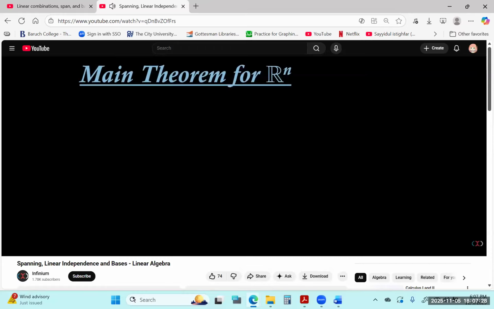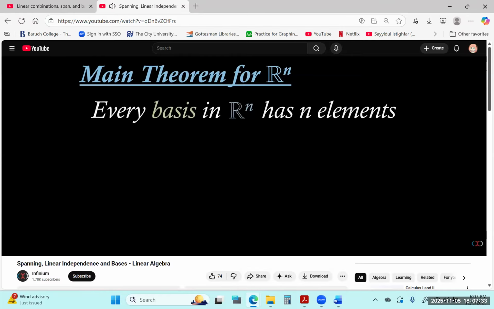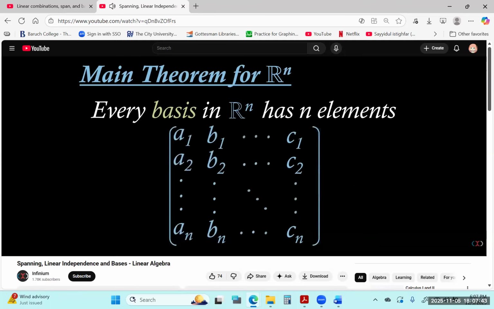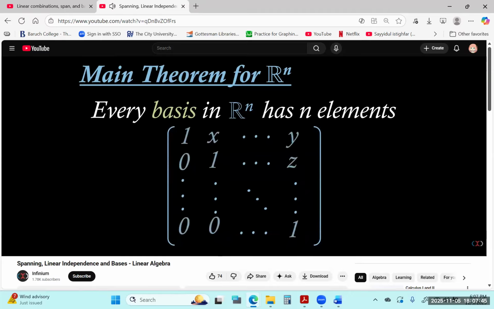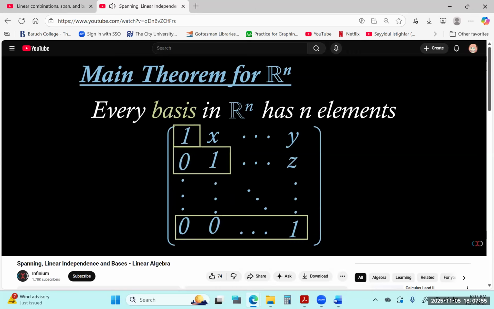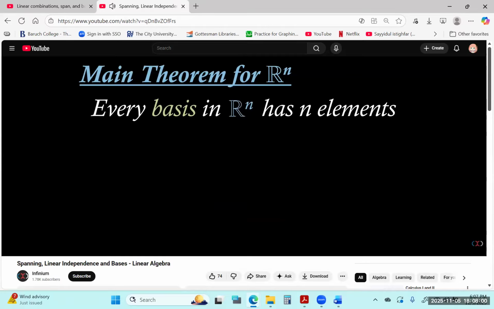This brings together all the topics we have covered thus far. The first part of this theorem is that every basis in Rn has n elements. So let's consider m vectors in Rn. Let's say that this forms a basis. So we put this into matrix form and convert it into reduced echelon form. To span Rn, it must have a leading entry in every column, and to be linearly independent in Rn, it must have a leading entry in each row. Therefore, we have that m must equal n, and that every basis must have n elements.